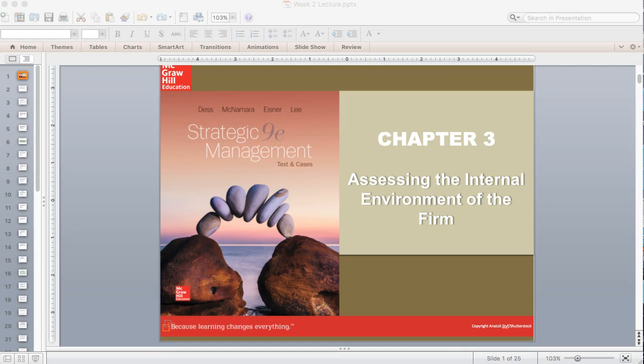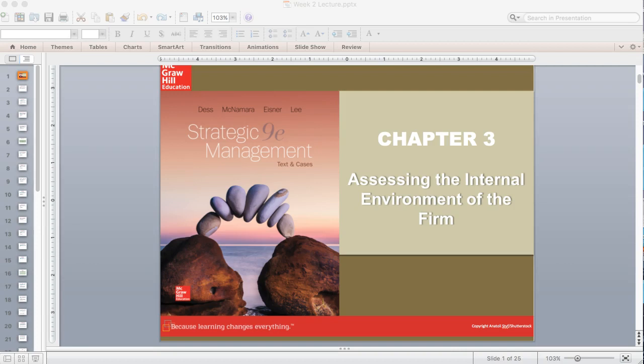Today we're going to talk about the internal environment of the firm. Last week we spent a lot of time focused on the external environment, with the idea that as a result of analyzing the external environment, we would generate an analysis or understand better the threats and opportunities that are confronting our company going forward.